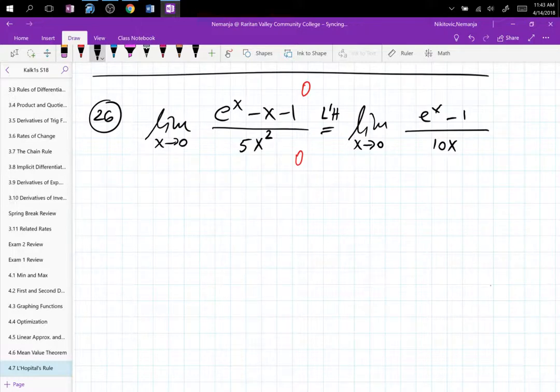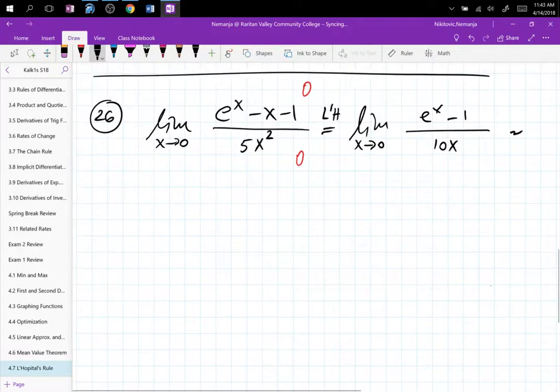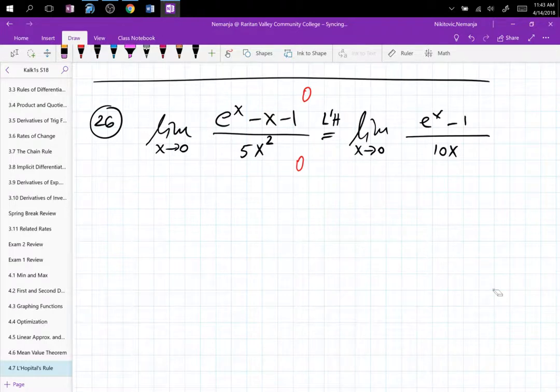Now we have a new limit problem. We attempt to solve the new limit problem. Now for the new limit problem you can try to plug in. We get 0 over 0 again, right?